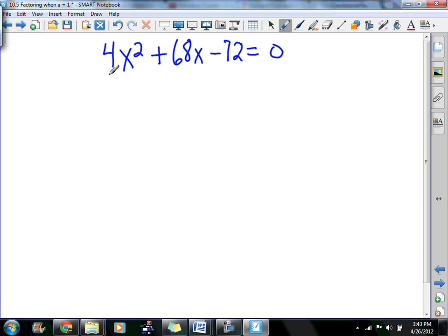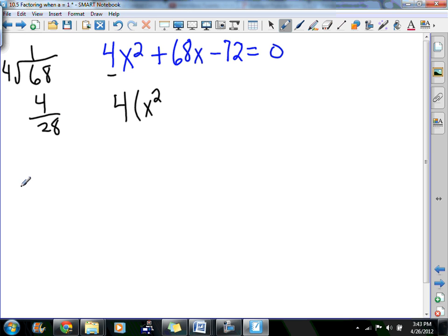Now, here's an example where the number in front of the x squared, this 4 here, is not a 1. So that means immediately we have to try to factor out. If I'm trying to get rid of that 4, I've got to factor out 4, and I'm left with x squared. Now, 68 divided by 4 is going to be 17. And 72 will be 18, because that's 4 above, equals 0.